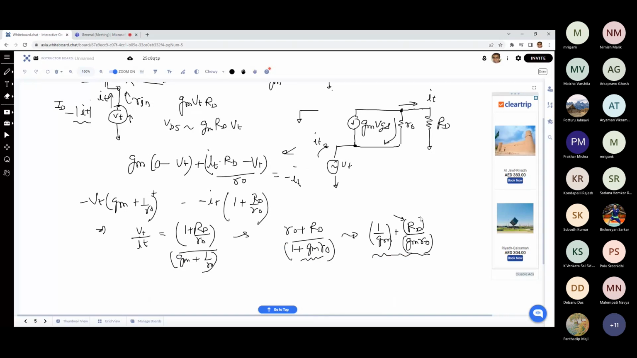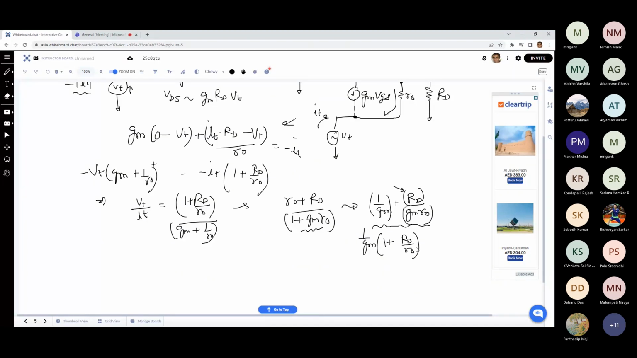So if I take 1 upon gm common, I am left with 1 plus RD upon RO. So in case I say that RD is much greater than RO, then only I can ignore the 1 and I can get the RD upon RO. So in case you are having RD upon RO much greater than 1, suppose RD is much larger than RO, in that case I can ignore the first term, and this will simplify to RD upon gm RO.